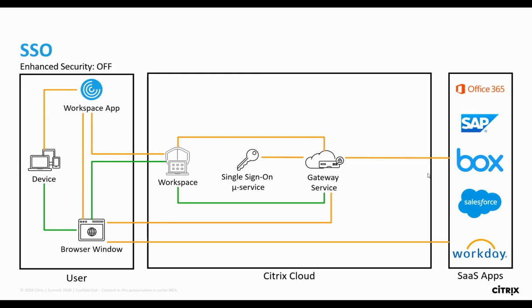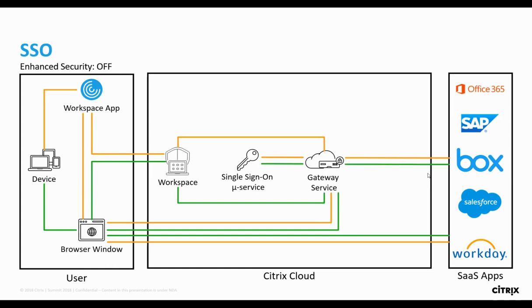Preferred browser, again, enhanced security is turned off, so it's going to be your local browser. The local browser contacts the gateway service. It gets the assertion for the user, proving they are who they say they are. It also gets the URL for that SaaS application. The browser contacts the SaaS app and presents the assertion. The SaaS app then knows to go back and contact the gateway service to revalidate that assertion that the user presented.